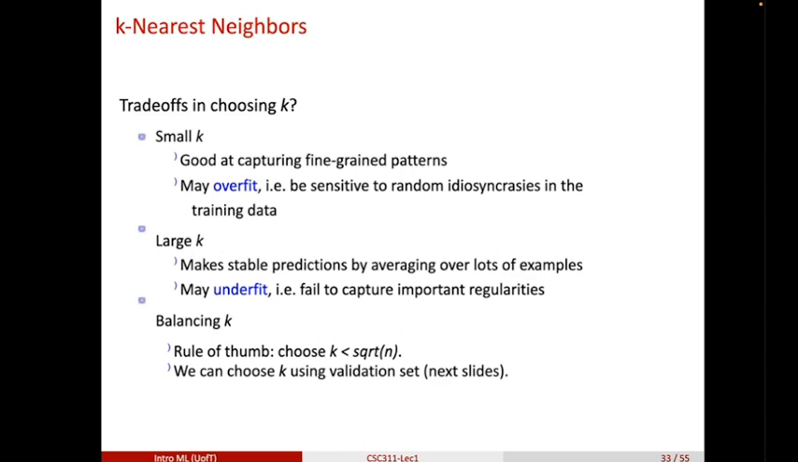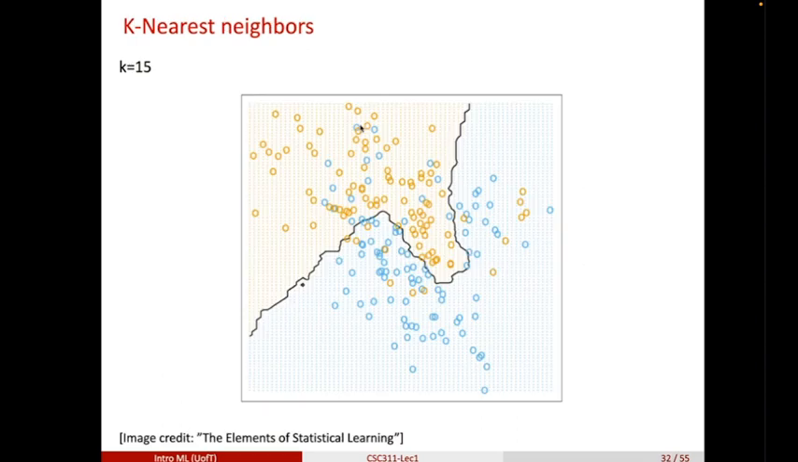So if you have a small K, that's good at capturing fine-grained patterns, but you may overfit. You'd be sensitive to random idiosyncrasies in the training data. But if you have a large K, you could make stable predictions by averaging over lots of examples, but you would fail to capture important regularities. So going back to this image here, even though this is very clearly a blue circle, if you use a large K value, it would be classified as being a yellow circle simply because you're averaging it over a large number of neighbors.